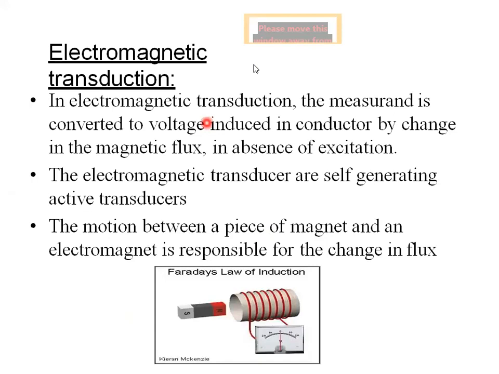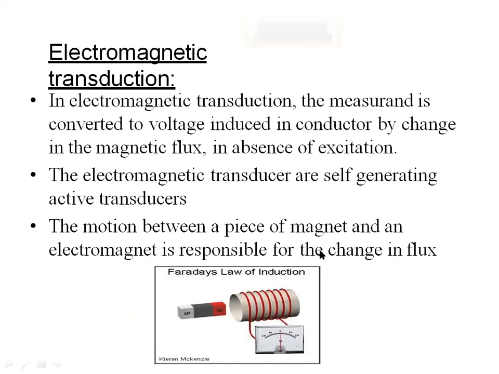Next is the electromagnetic transducer. In the electromagnetic transducer, the measurement is converted to voltage induced in the conductor by change in the magnetic flux, in the absence of excitation. So actually the electromagnetic transducers are self-generating active transducers. There is no need of any external power supply.